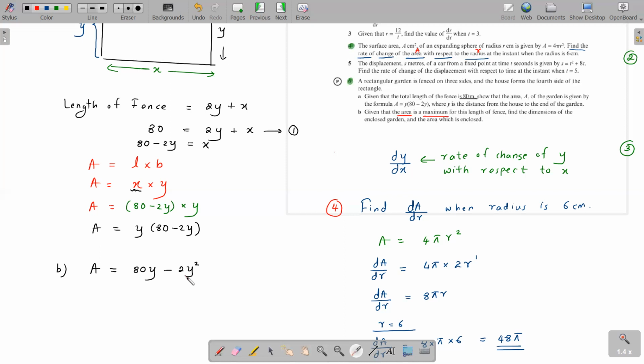So the minus x square means it is a maximum graph. The x square coefficient is what determines whether it's a maximum or a minimum: a positive x square is a minimum, a negative x square is a maximum. So this is definitely a maximum. Do we need to verify it? No, we know surely this is a maximum point. The only thing we need to do is find the maximum place. So what do we need to do? Let's get the differentiation dA by dy. Let's differentiate. What do we get? 80y differentiated is 80.